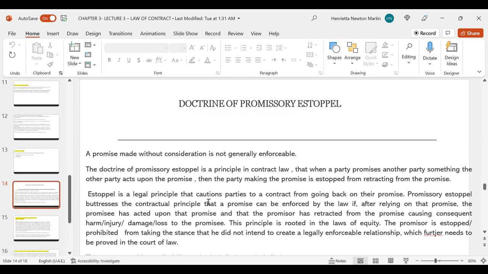Next is a very, very important doctrine. That is the doctrine of promissory estoppel. We will do it during the next class. But this, you cannot call it really as part of consideration, but yes. They say that a promise that is made without consideration is not generally enforceable. And this doctrine of promissory estoppel is actually a part of contract law. It's a principle in contract law, and it revolves around the principles of equity in law, that when a party promises another party something and the other party acts upon the promise, then the party making the promise is estopped from retracting from the promise.